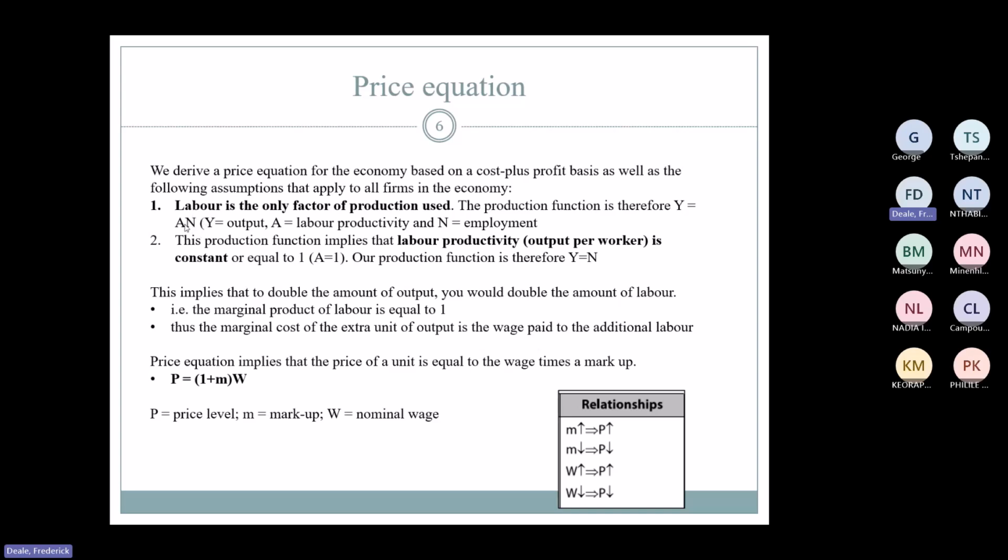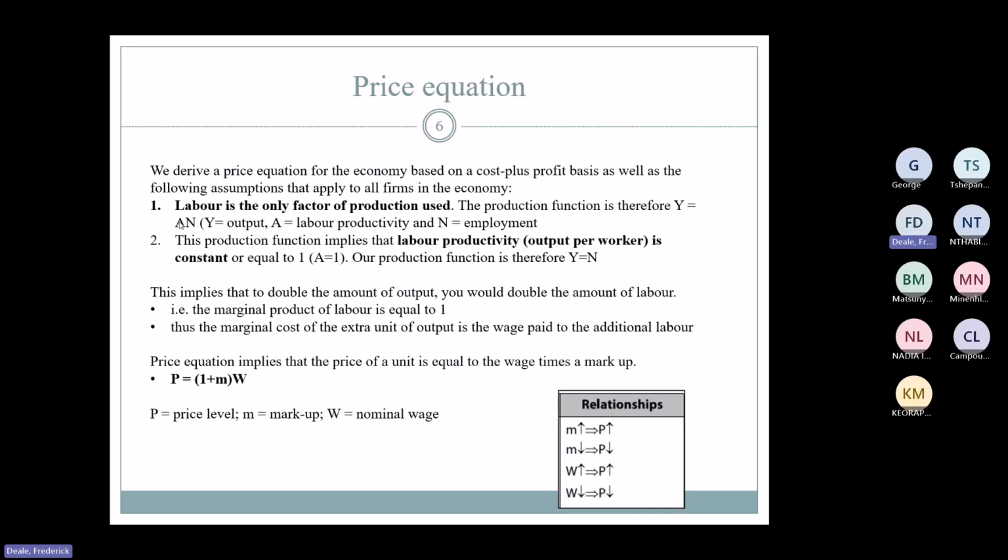So N is employment. So let's say that's 1 hour of labor. You can think of it that way for one person. And A is how many people's hair you cut in that hour. But don't worry, we're going to simplify it further and say the production function implies that the labor productivity, or the output per worker, is constant or equal to 1. So let's just say no matter what you do at this point, you can only cut one person's hair an hour. So A is equal to 1. So the production function is actually just Y is equal to N, right? Because if you multiply N times 1, it's just N.